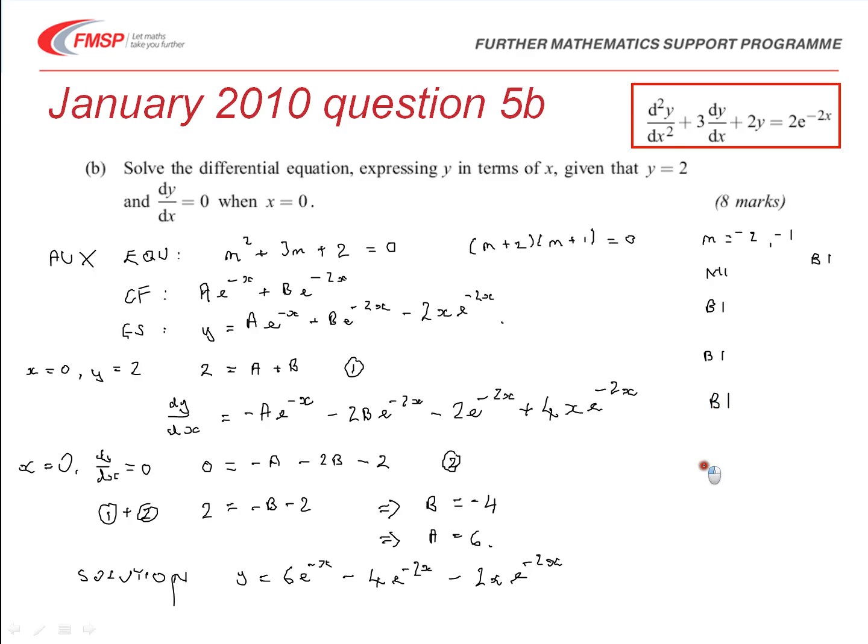Obtaining then this second equation that you've got to solve will give you a mark. Solving them correctly and obtaining the arbitrary constants, and then finally correctly stating the solution to the differential equation given the conditions that we had. Giving you a total of 8 marks for that final section.